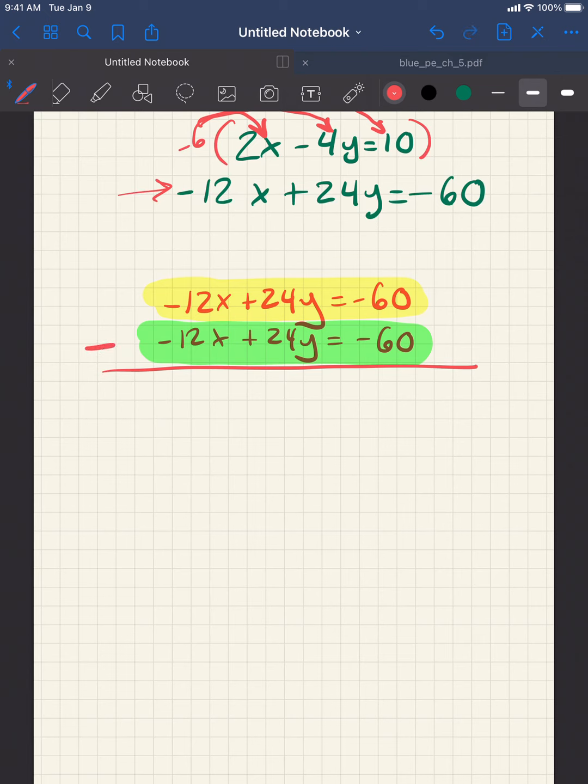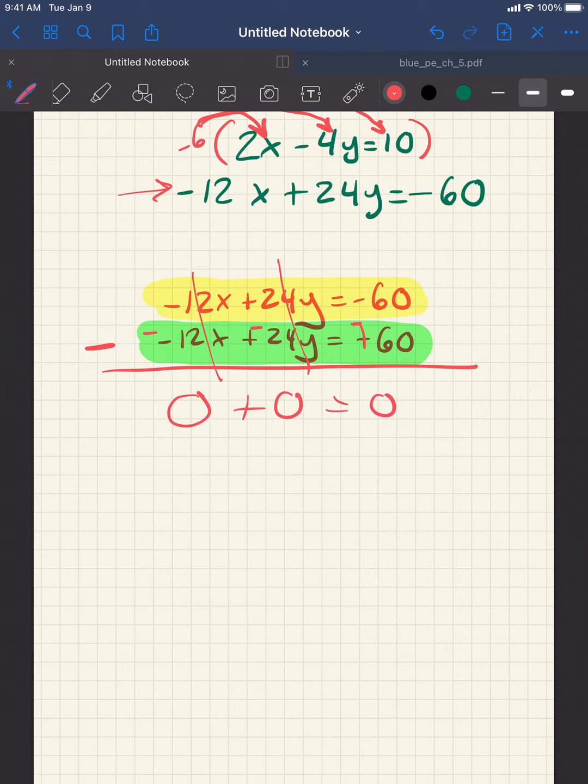Let's subtract. What is negative 12x minus negative 12x? Remember, that's going to make a plus. So it's negative 12x plus 12x. That's going to be 0x. Gone. Well, okay, how about this? What is 24y plus negative 24y? Oh no, well that's now gone as well. They both canceled out. And then what's negative 60 minus negative 60? It's like saying negative 60 plus 60, which is gone. 0 plus 0 equals 0?